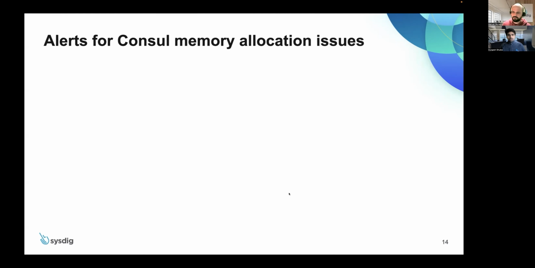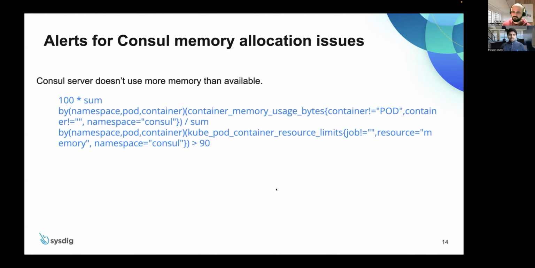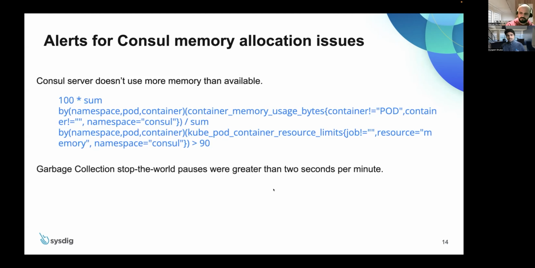Now let's talk about Consul memory allocation issues. The Consul server should not use more memory than available, right? So if it is greater than 90% of the allocated memory, we should get an alert. And then garbage collection is something that causes stop the world pauses in Consul. These pauses should not exceed more than 2 seconds per minute for Consul. So that's why we should count this, and we should have an alert for the garbage collection pauses.